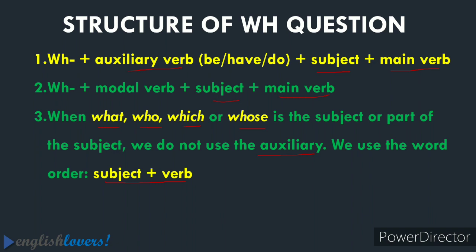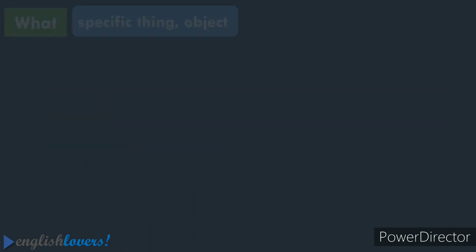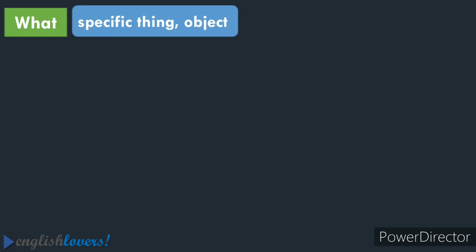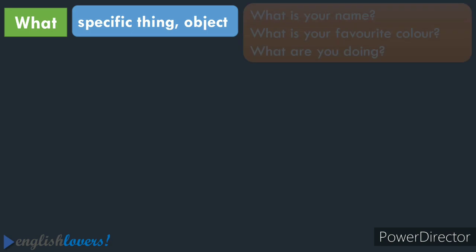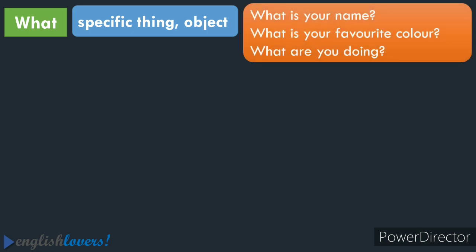So we are going to study how these structures are and what are the functions of WH words in the sentences. So the first is what. What is used for a specific thing or object. If you want to ask for a specific thing or object, use what as the WH question word in the sentence. See these examples: What is your name? What is your favorite color? Or what are you doing? In all these three examples, the speaker wants to know a specific thing as an answer. So he uses what as a question word.